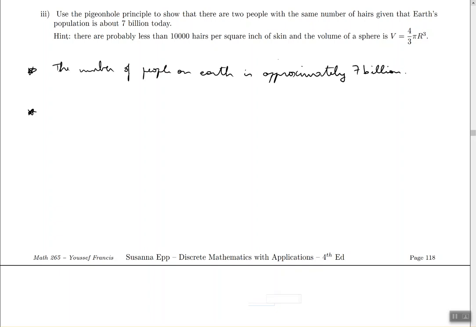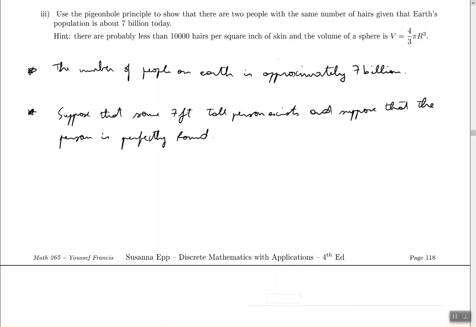Now to do this, I'm going to suppose that the person is 7 feet tall, and that he's pretty much perfectly round. So suppose that some person exists that is 7 feet tall and perfectly round. So that person pretty much looks like a giant ball. It's a ball of hair, pretty much.